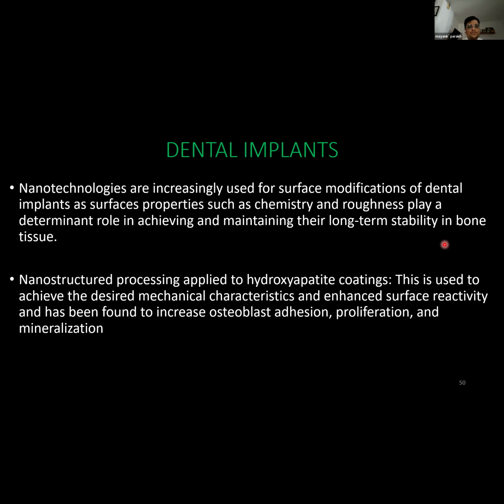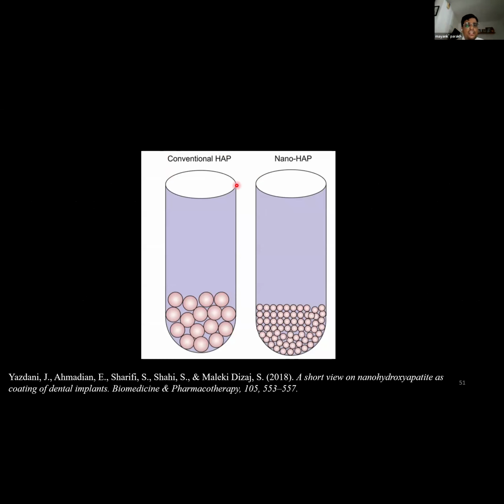So a lot of implants are surface coated with these hydroxyapatite crystals, so that they enhance the adhesion of the implant to the bone by the means of adhesion, proliferation, and finally enhancing the mineralization around the dental implants. So as you can see here, when conventional hydroxyapatite crystals are used, only few particles can be coated onto an implant. This is a representation. And here, if you see a nano particle of the same, a lot more particles can very easily accumulate in that region, and this can enhance the final osseointegration in these implants.